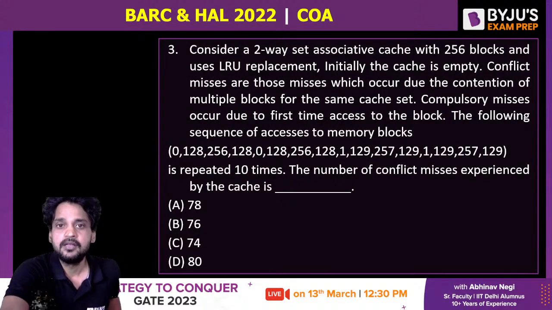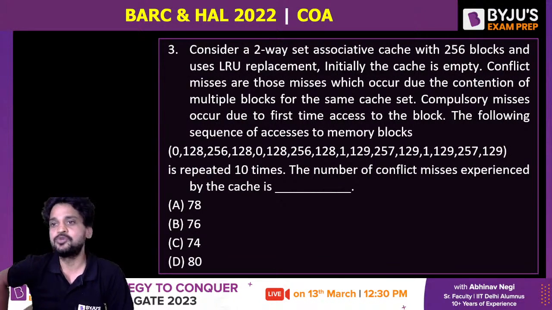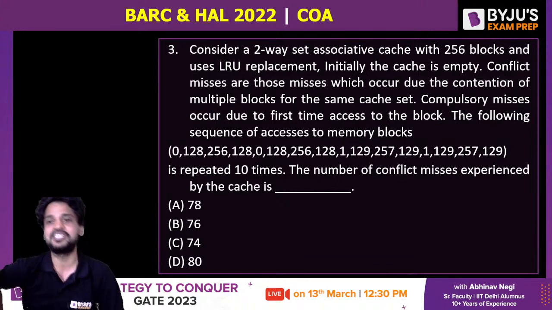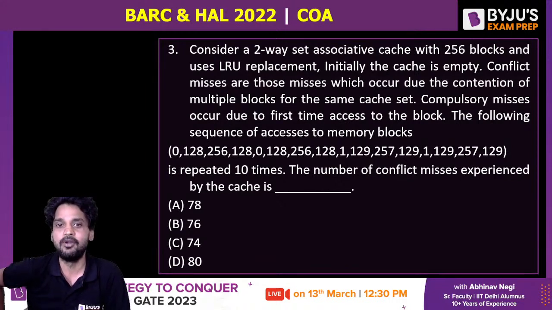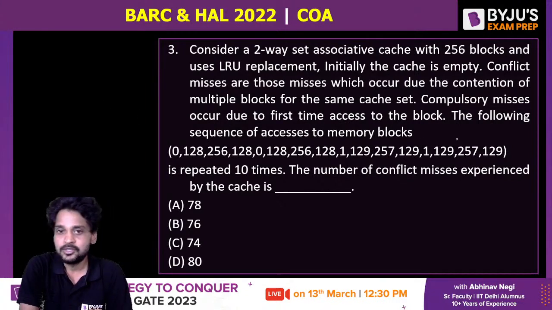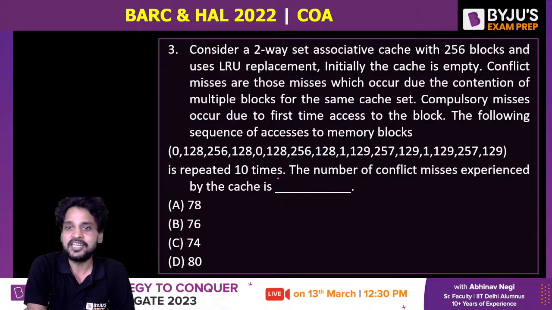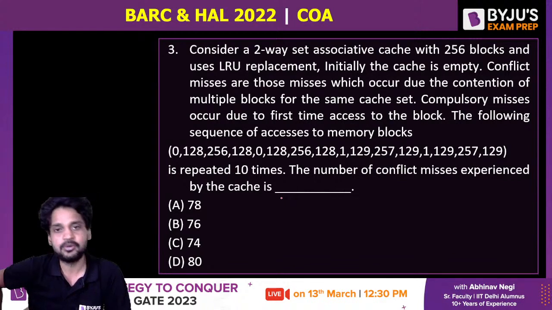Consider a two-way set associative cache with 256 blocks that uses LRU replacement. Initially, the cache is empty. Conflict misses are those misses which occur due to the contention of multiple blocks for the same cache set. Compulsory misses occur due to the first time access to a block. The following sequence of accesses to memory blocks is repeated 10 times, and the number of conflict misses experienced by the cache is what? This is the question and now we need to answer this.